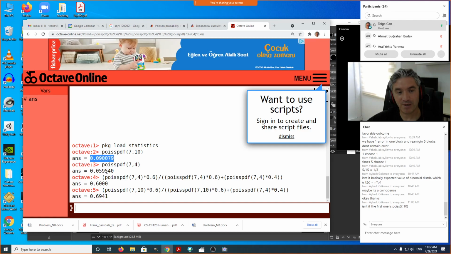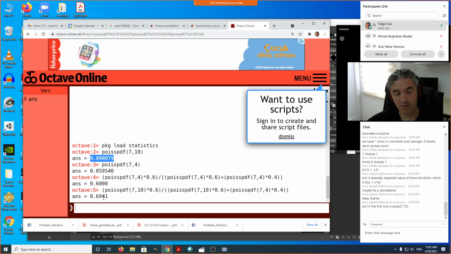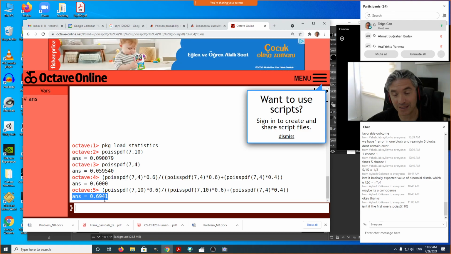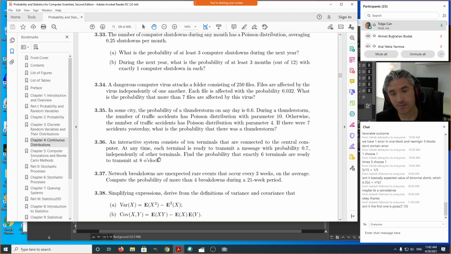All right. So this one basically gives us, since observing 7 accidents when lambda is equal to 10 is larger, it increases our belief of a thunderstorm in that day. It's now increased to 0.69 probability. All right, so that's one problem which is, I think, interesting, which is in chapter 3. It also requires you to use Bayes at chapter 3.